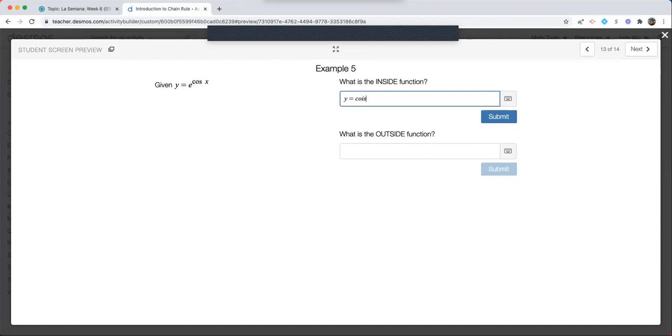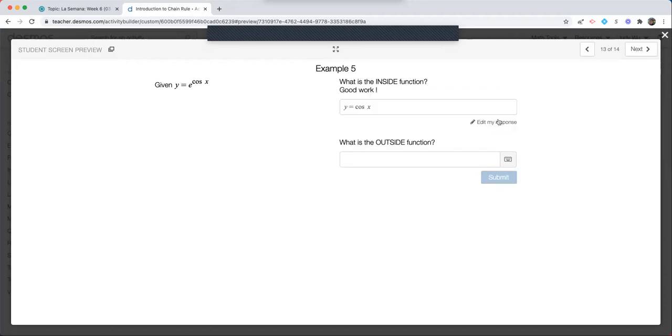Yeah, y equals cosine x. All right, good work. So after you cosine the x, what do you do afterwards? Perfect. Y equals e to the x, because that's what we do second. Okay, perfect. So I hope that makes the activity a little bit more clear.